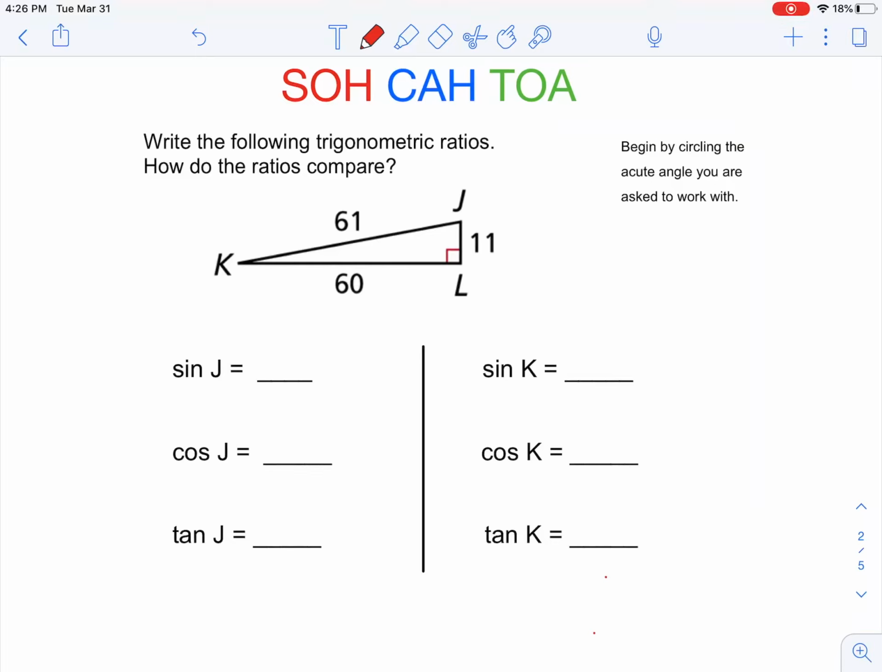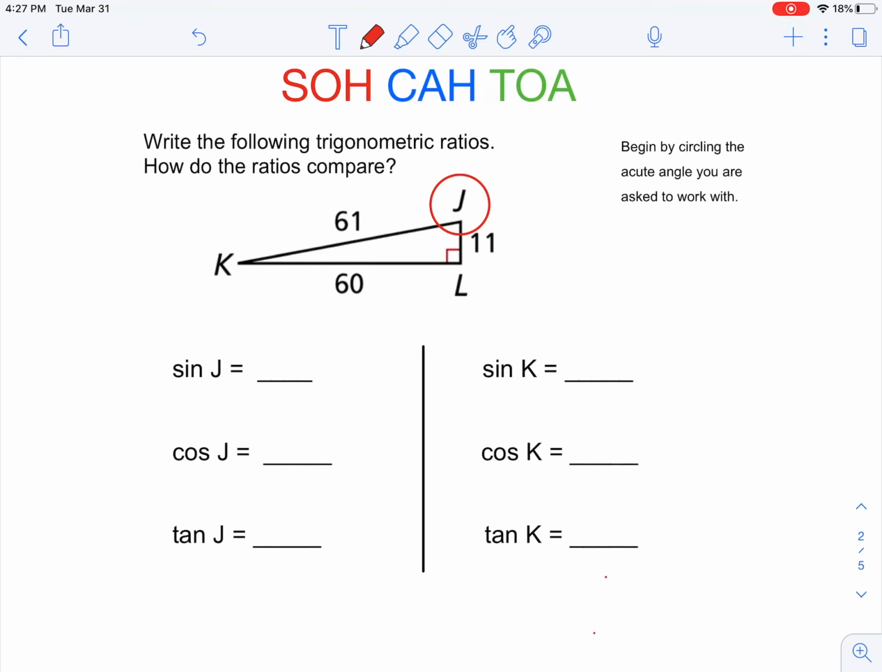Next, we will use the trigonometric ratios that we just learned to help us find some ratios on an actual right triangle. We're going to begin by circling the acute angle that we are asked to work with. So the first example says sine of J. So let's go ahead and circle angle J.